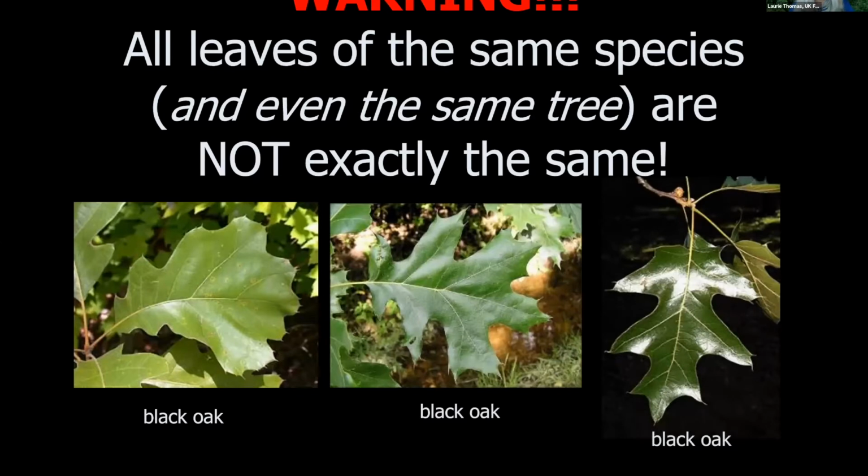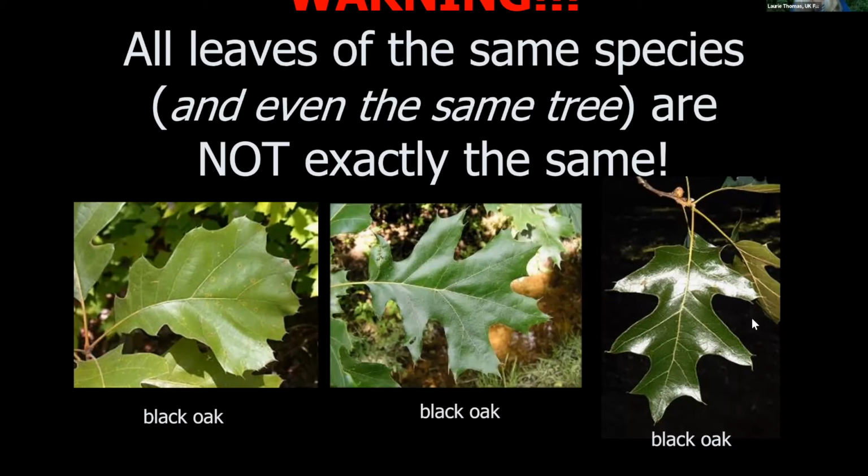So we've got black oak. Now this isn't from the same tree, but it is the same species. And you can see with this oak leaf on the left right here, it's a very broad leaf. While it has bristle tips on it, it doesn't look like the leaf in the middle. This one's got much deeper indentations, or sinuses is what we call those indentations. And then this one looks like it's evergreen. It's shiny and almost looks leathery. But these are all from a black oak.